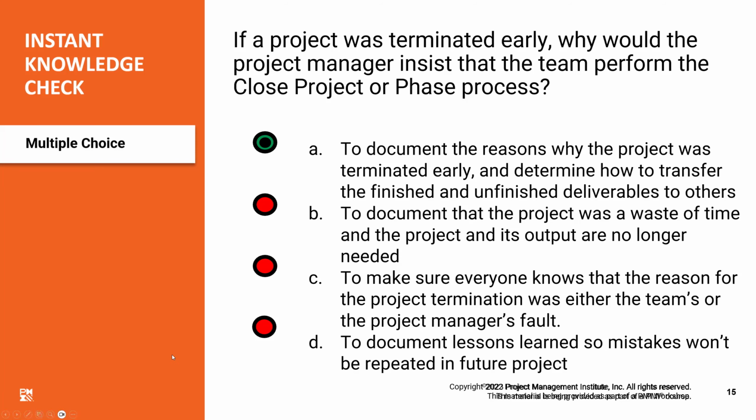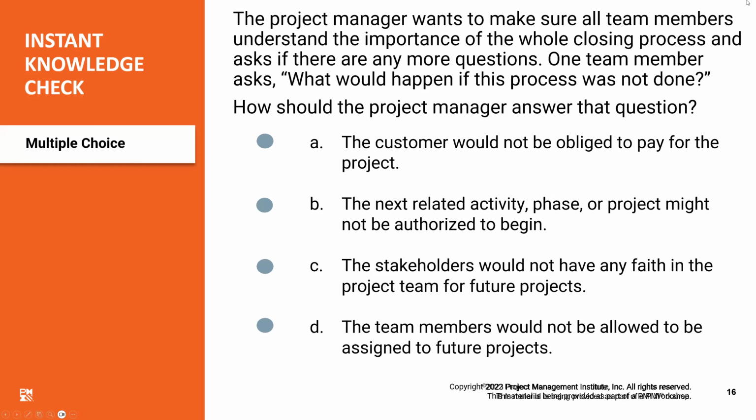Okay. The project manager wants to make sure all the team members understand the importance of the whole closing process and asks if there are any more questions. One team member asked, what would happen if this process was not done? The customer would not be obliged to pay for the project. The next related activity phase, our project might not be authorized to begin. The stakeholders would not have any faith in the project team for future projects. The team members would not be allowed to be assigned to future projects.